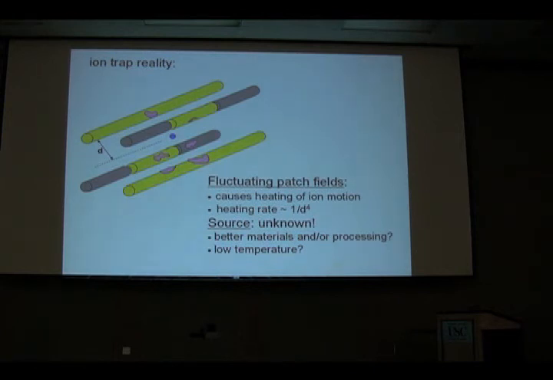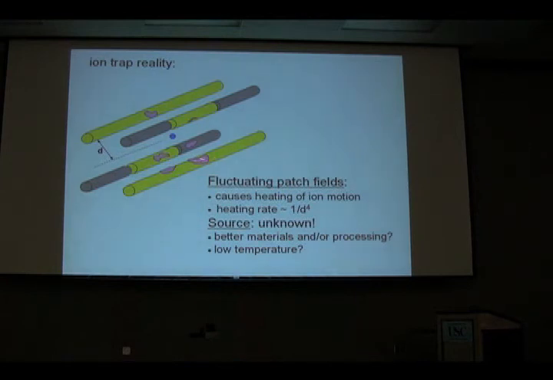Well, one problem we fight against is any sort of heating, that is, fluctuating electric fields which can heat the motion. If that occurs during the gate, obviously it compromises the fidelity of the gates. And the thing that's plagued all the labs ever since we started making these small devices is that we know there's some sort of heating, and the worst part is we don't really know what it is.